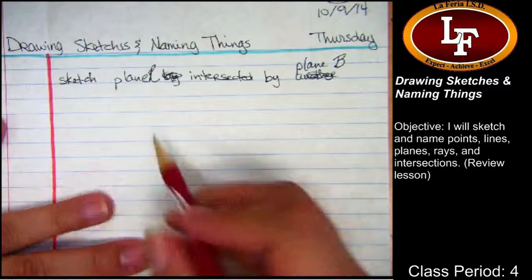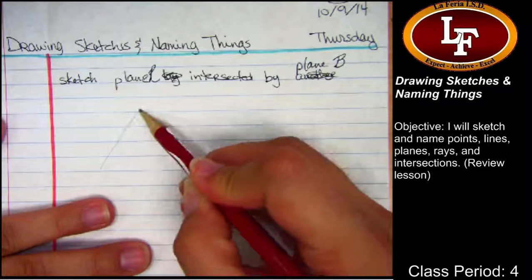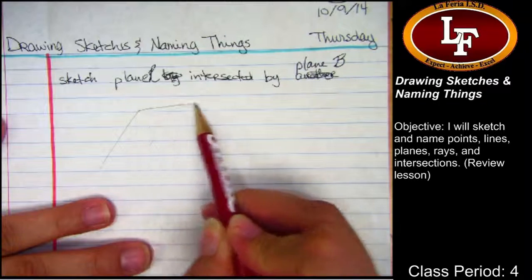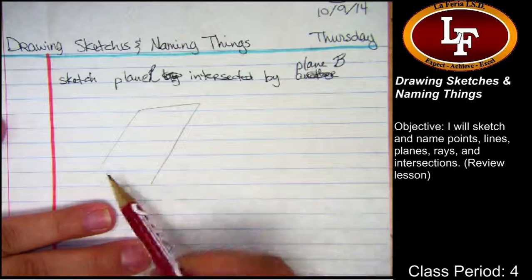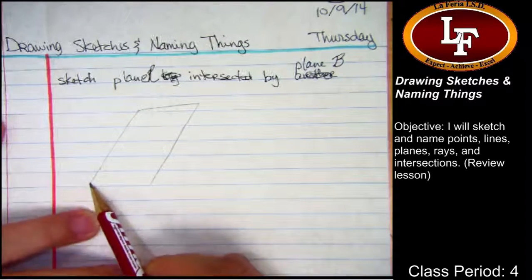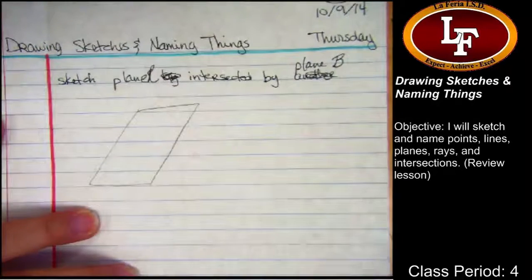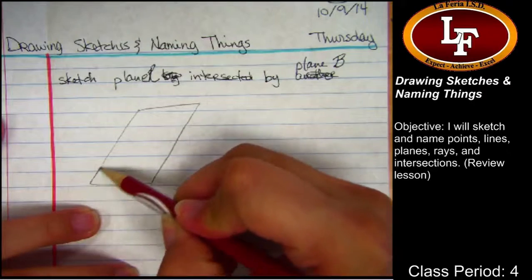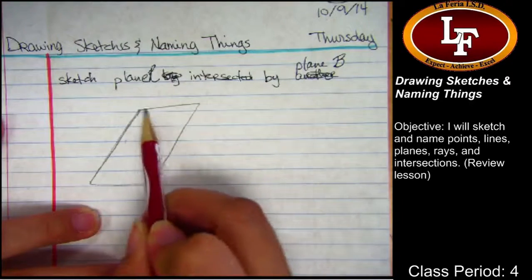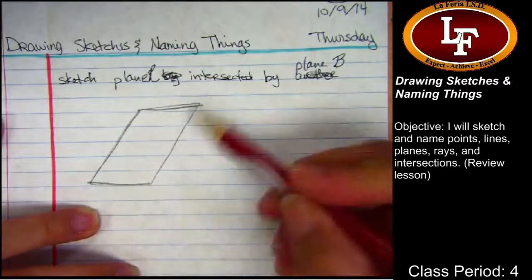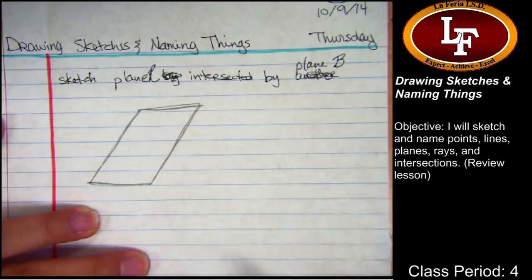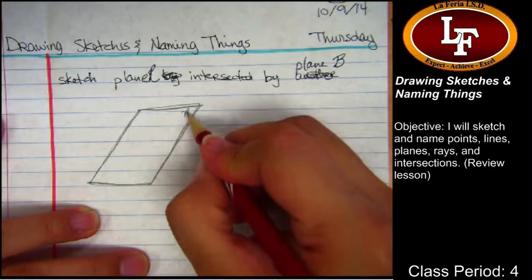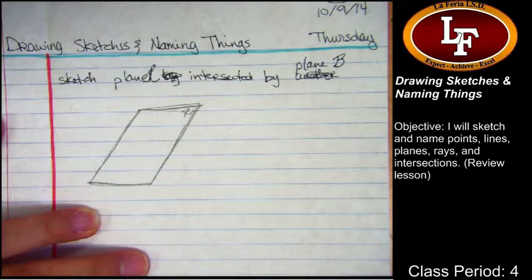Okay. So I need to start off with a plane. A plane is some sort of rectangle figure. Is that showing up? Sort of. Is that a little better? A little better? Okay, I'll try to make it darker. Okay, so there's one plane. I'll call this one R. And I need it to be intersected by another plane, and I need to name it B.